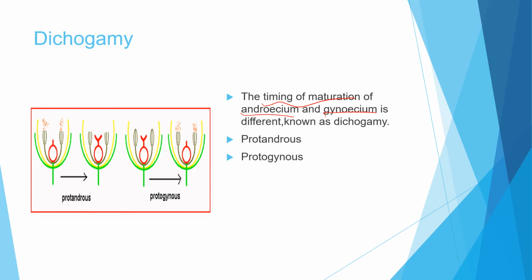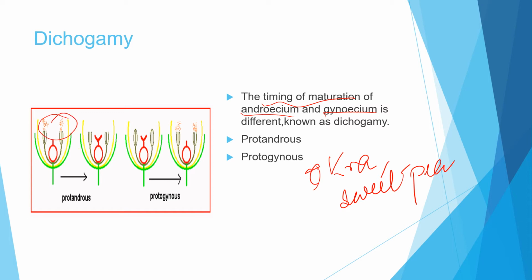In plants like okra and sweet pea, we can say that they are all dichogamous. Okra and sweet pea all support cross-pollination. What happens is that the anthers of the flowers mature earlier than the stigma, and that is called protandrous. So the anthers are maturing earlier than the stigma. These okra and sweet pea are all protandrous.